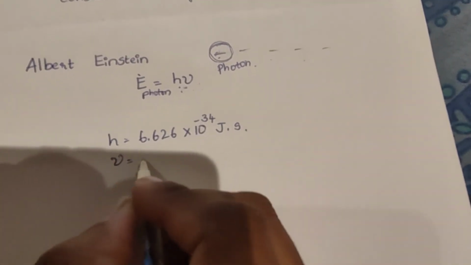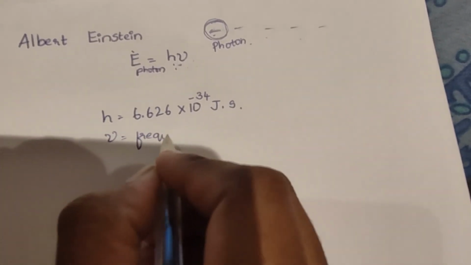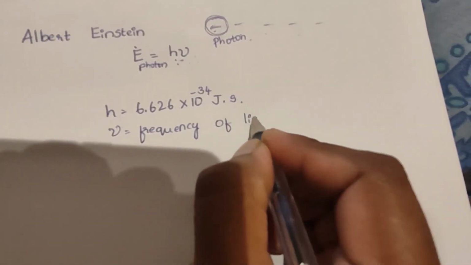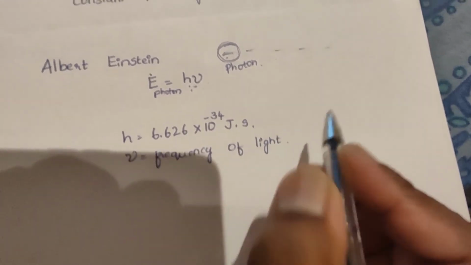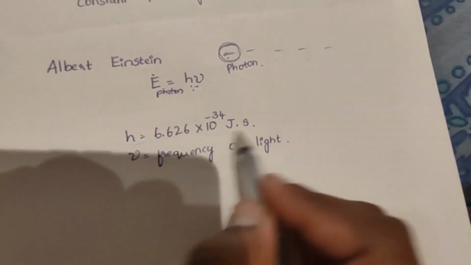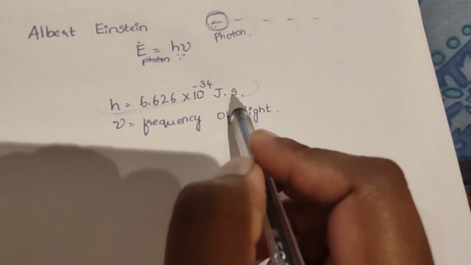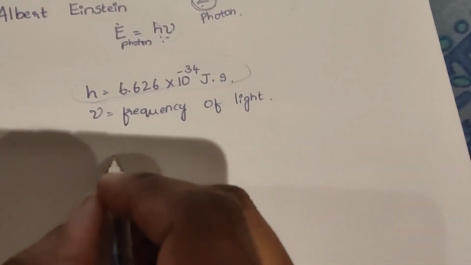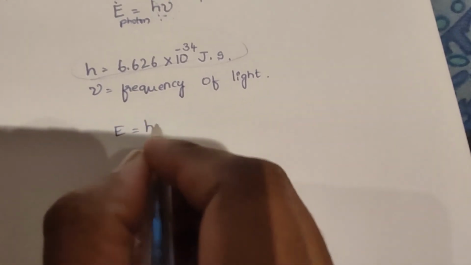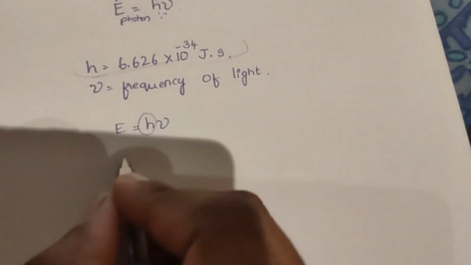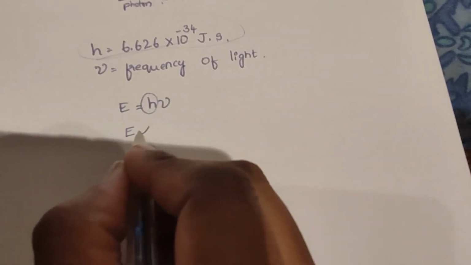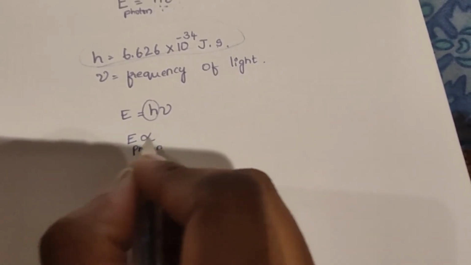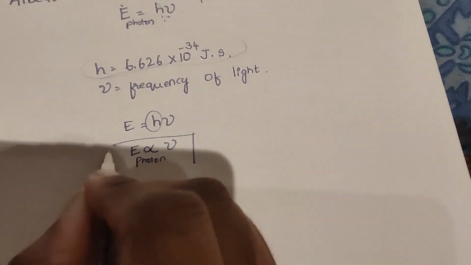Nu is the frequency of light. So here h is Planck's constant. When we remove the constant from the equation E equal to h nu, then we get proportionality. E photon is proportional to frequency.